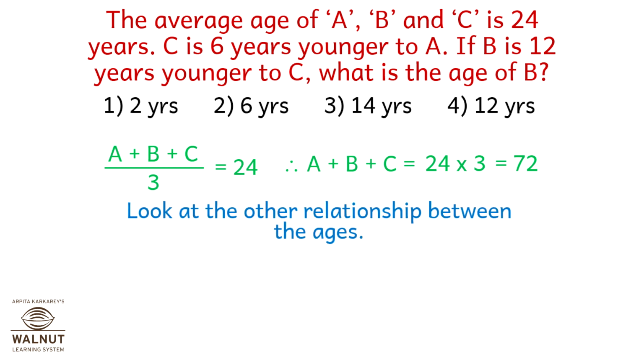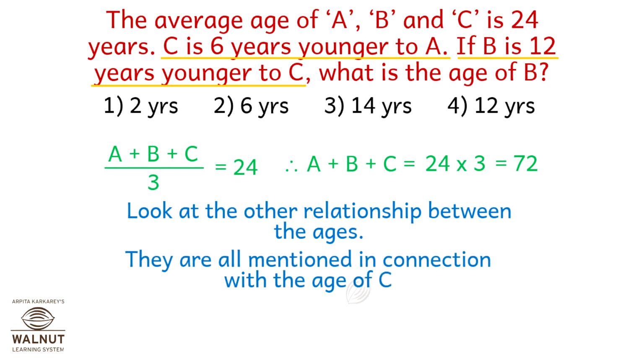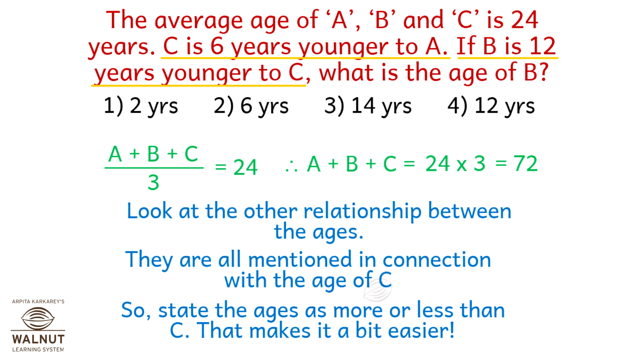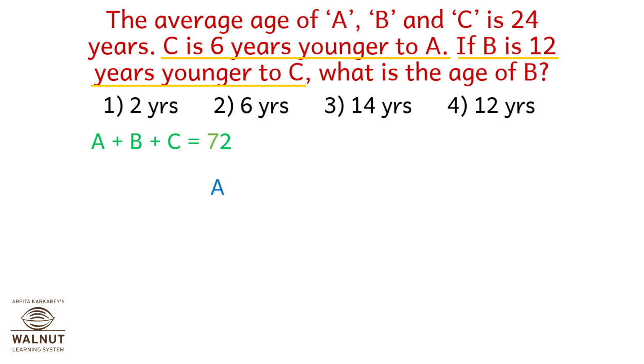Now look at the other relationship between the ages. All of them are mentioned in connection with the age of C. So it makes it a little bit easier, as we state the ages as more or less than C. So we write A and C, and since C is 6 years younger to A, we write C plus 6 and we point the arrow upwards. Then we write B below C because B is 12 years younger to C. We write 12 and then we draw an arrow pointing upwards.